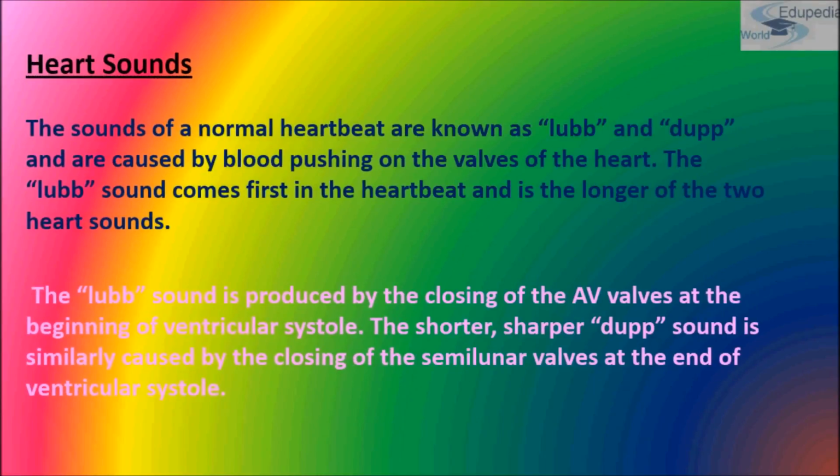So in a normal person, two sounds are produced per heartbeat. What are those? The first sound is lub. This is caused partly by the closure of the bicuspid and the tricuspid valves. Bicuspid and tricuspid valves we have already studied in my previous presentation. You can refer to that.